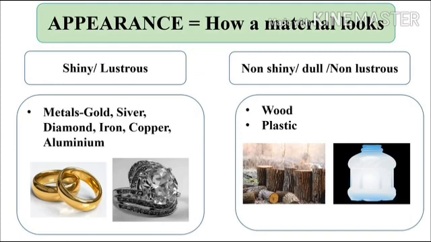Appearance is basically how a material looks. Based on appearance, the materials are classified as shiny and non-shiny. For example, metals such as gold, silver, diamond, iron, copper, aluminium are very shiny. Whereas if we talk about woods and plastics, they are dull and non-shiny.